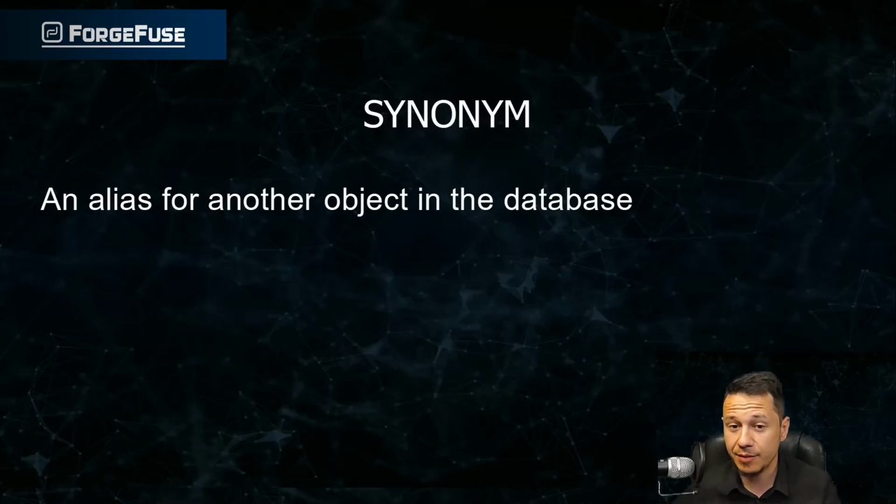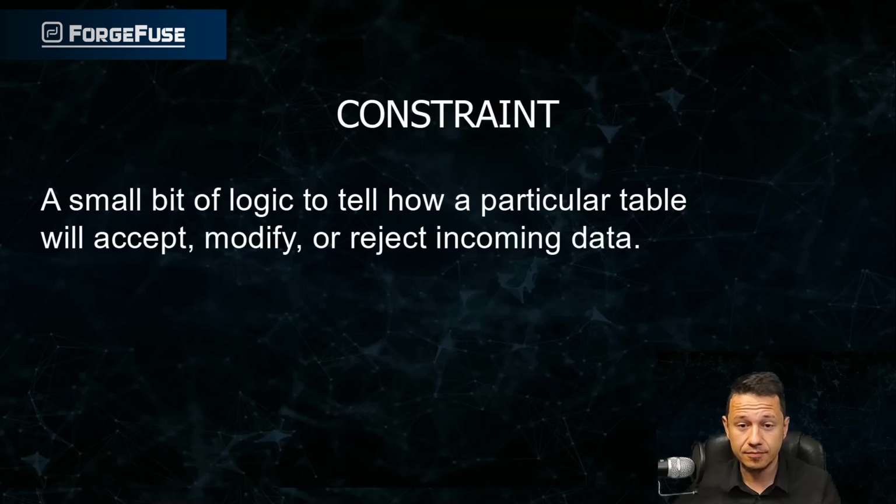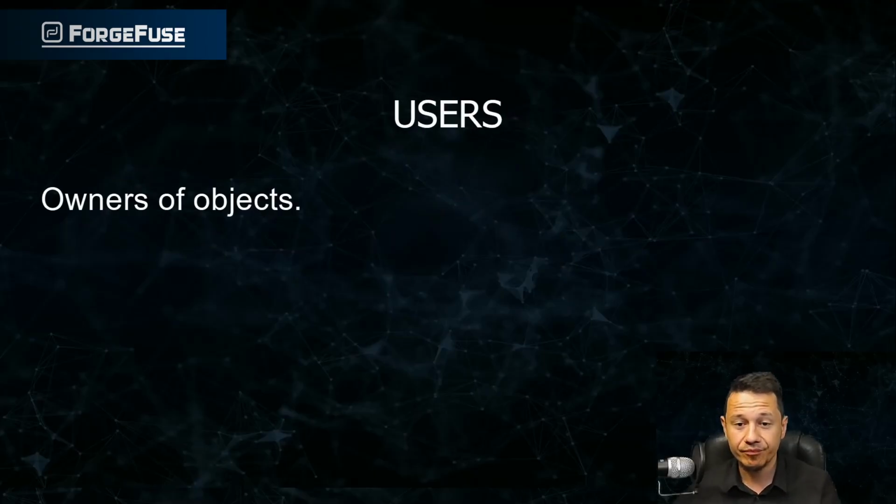A synonym is just an alias for an object. For example, for a table that has a complex name, you can make it a simple name with some meaning. A constraint is a small bit of logic that tells how a particular table will accept, modify, or reject incoming data. For example, if a column has to have some data, it's going to have a NOT NULL constraint. Or if we want to add a primary key, foreign key, and so on.